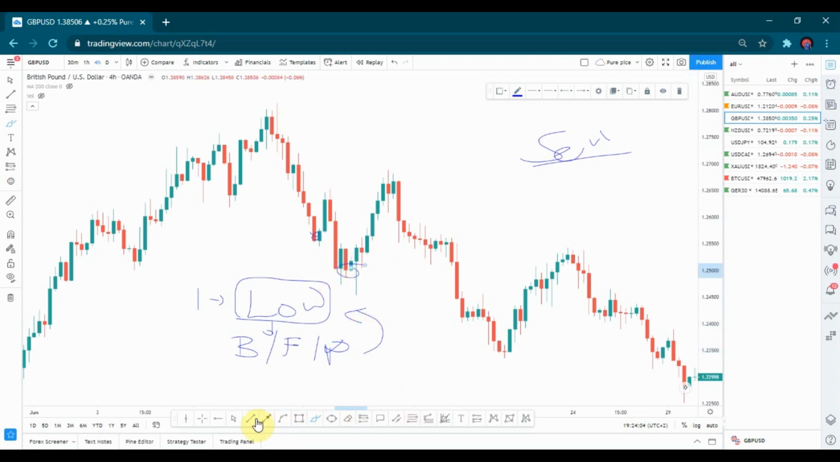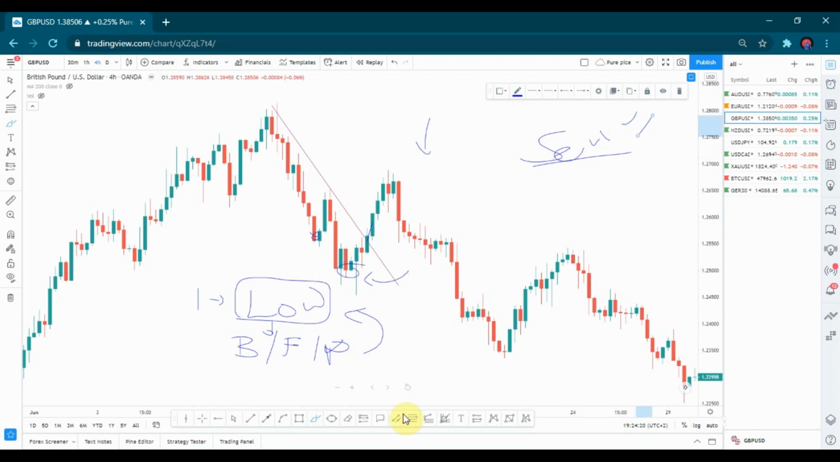For an example here, you can see that our structure was broken here. So if the price is here, then you know that this is my recent low, right? So the next point which you need will be your high, where you will enter what?